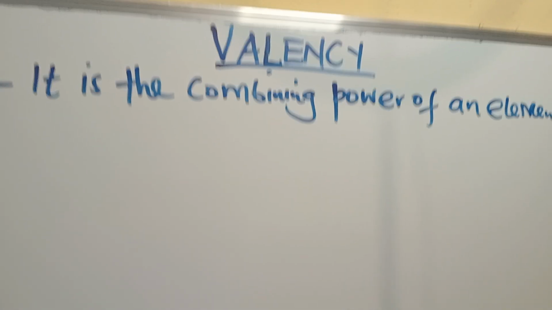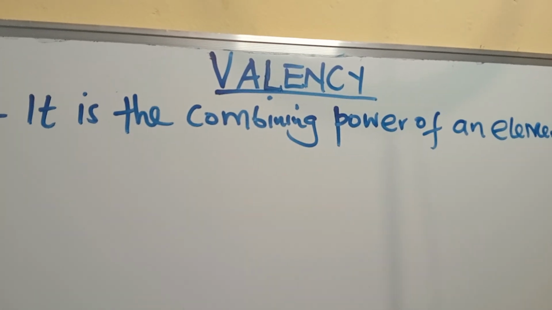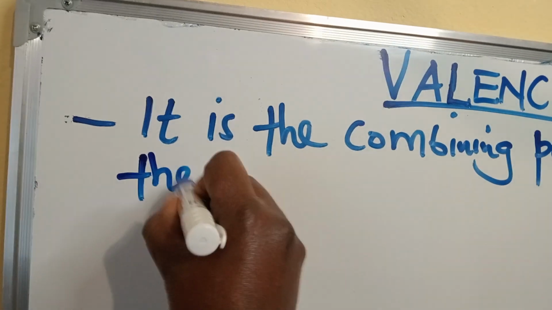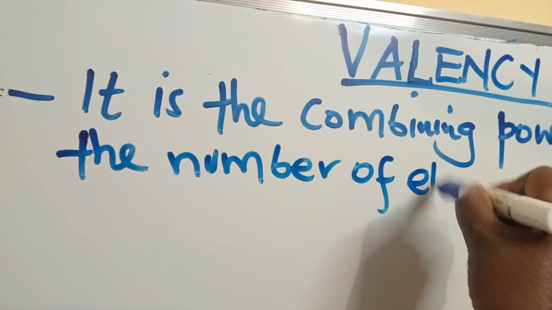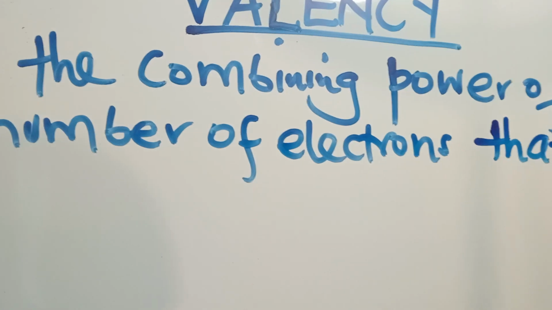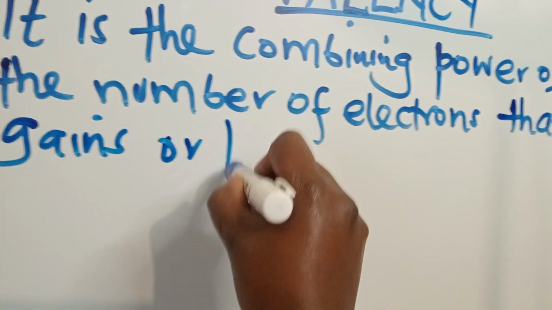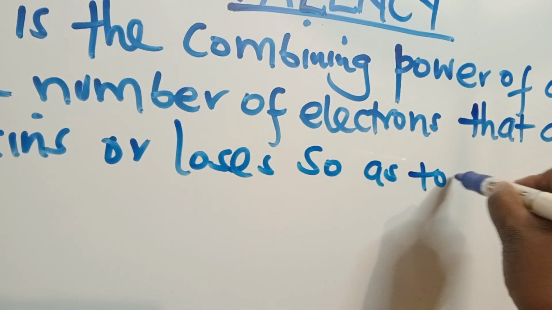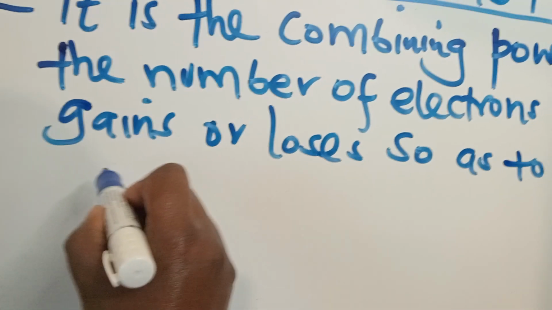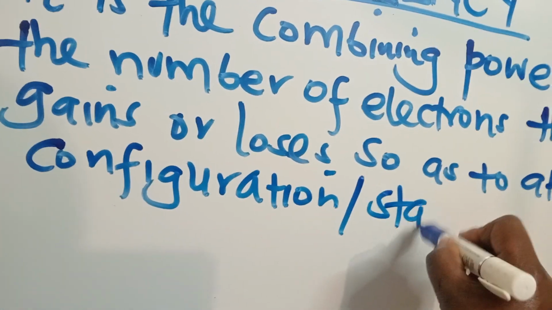By them combining, you are able also to tell what valency any given element or atom has. So the other way of giving the meaning of valency, a valency can also be seen as the number of electrons that an atom either gains or loses so as to attain a noble gas configuration, or so as to become stable.